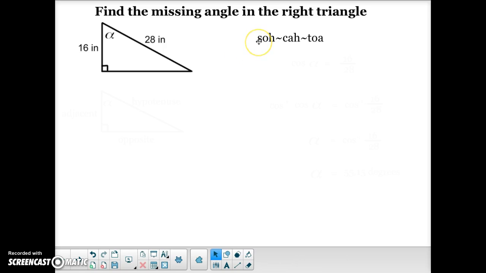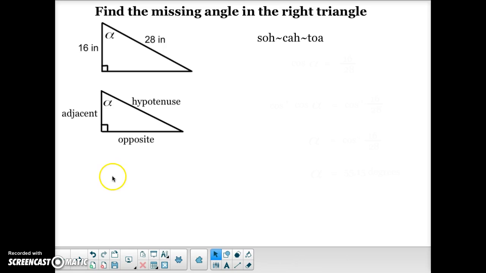It means the sine of an angle is the same as the opposite side divided by the hypotenuse. The cosine of an angle is the same as the adjacent side divided by the hypotenuse. And the tangent of an angle is equal to the opposite side divided by the hypotenuse. Now how can I tell which sides I'm using?